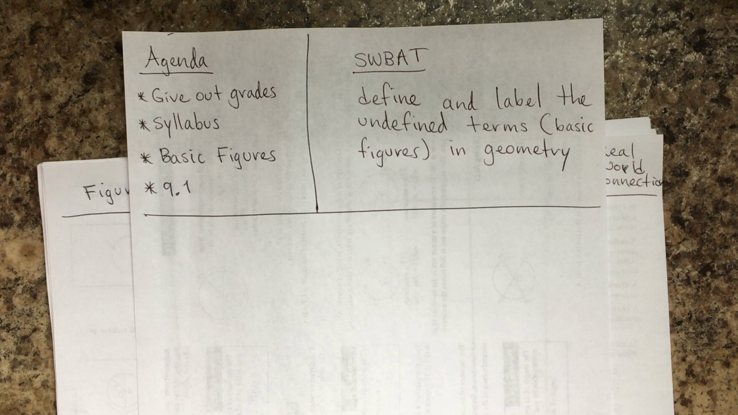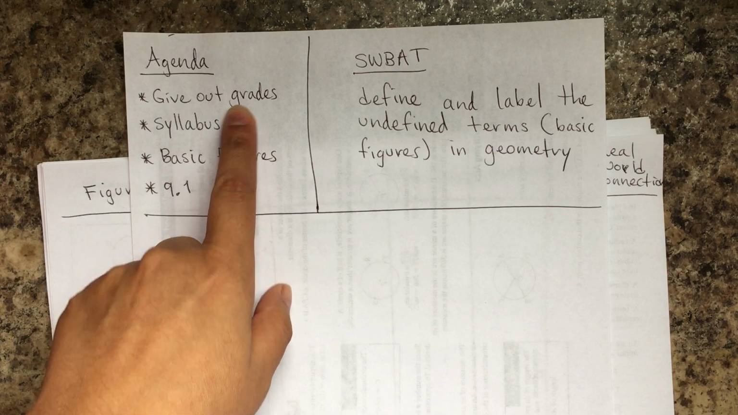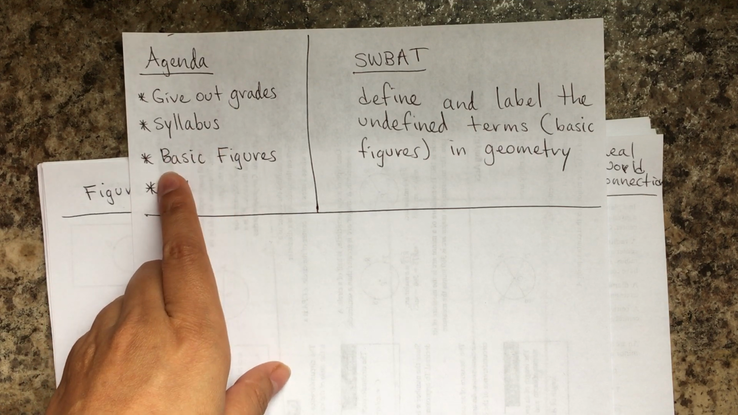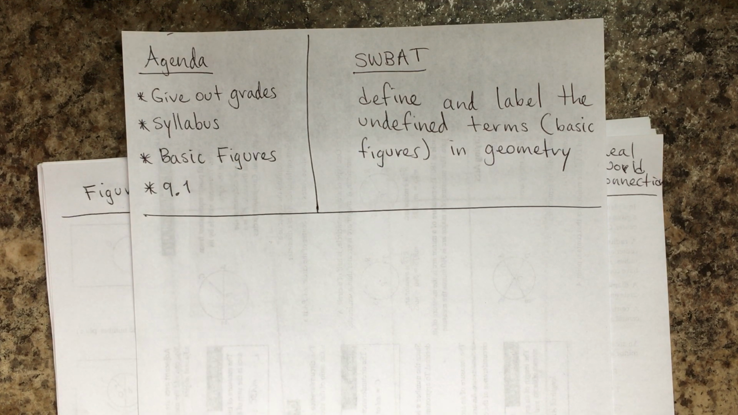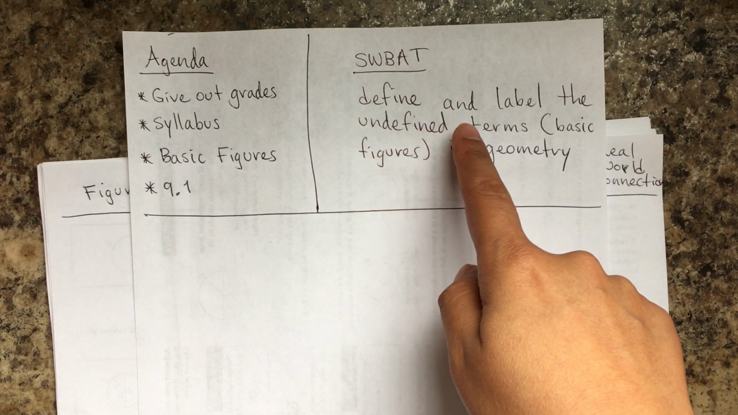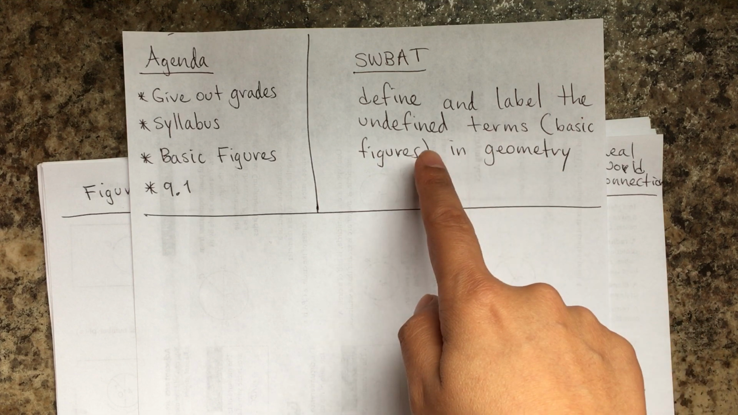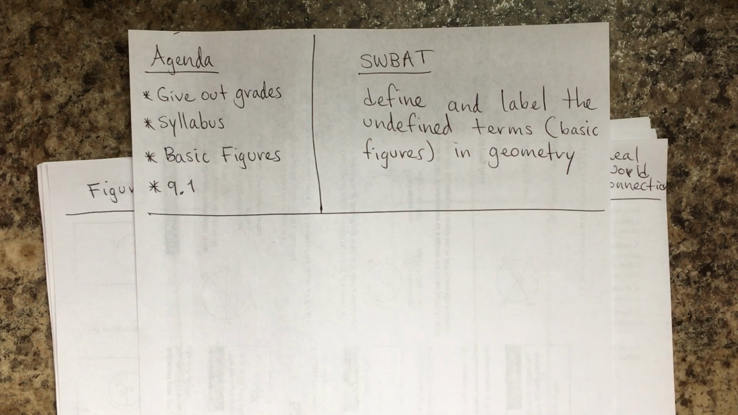Hello students, today's agenda is that you're going to get your grades from previous quarter. We're going to go over the syllabus and we're going to learn about basic figures and you will be able to do 9.1. Today students will be able to define and label the undefined terms, basic figures in geometry.